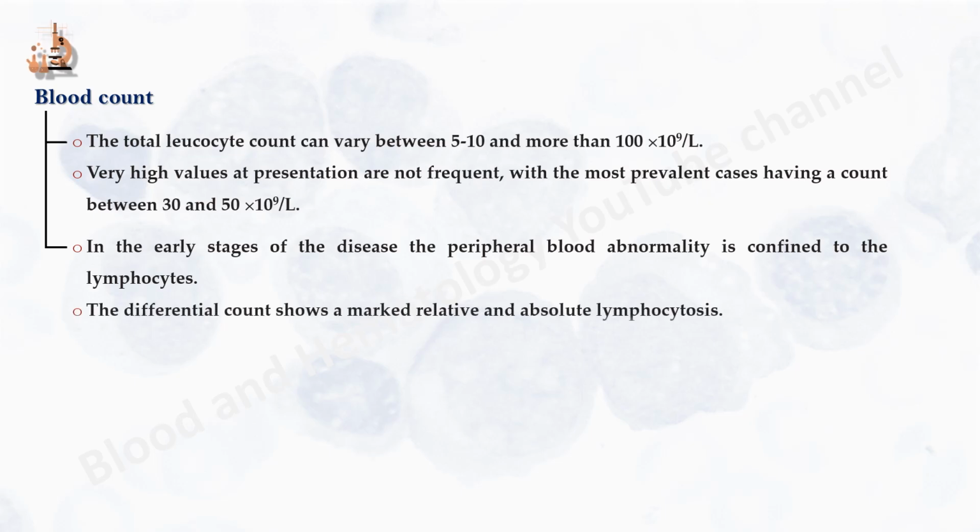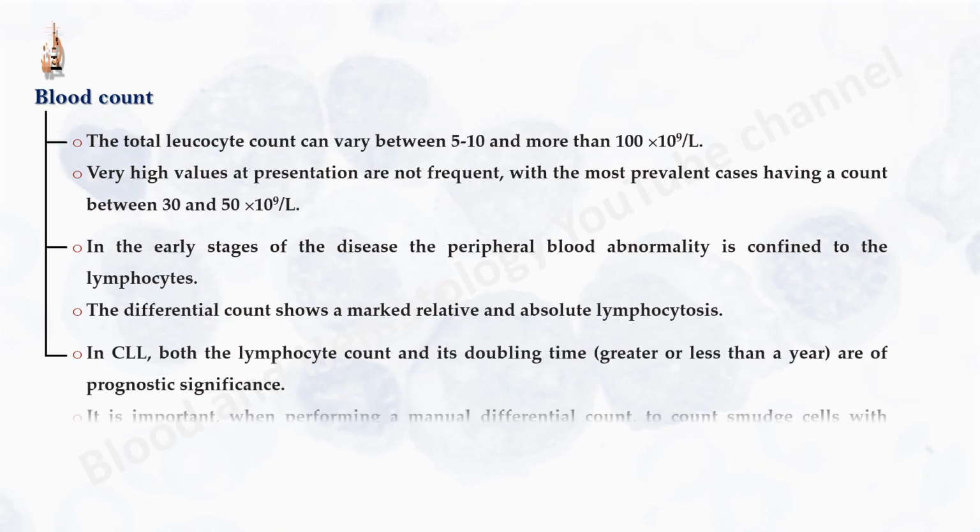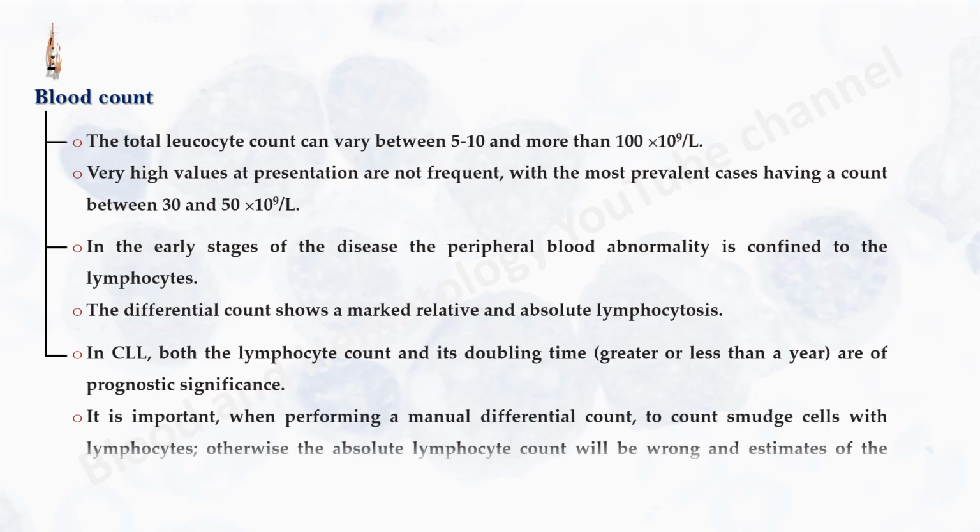The differential count shows a marked relative and absolute lymphocytosis. In CLL, both the lymphocyte count and its doubling time, greater or less than a year, are of prognostic significance. It is important, when performing a manual differential count, to count smudge cells with lymphocytes, otherwise the absolute lymphocyte count will be wrong and estimates of the doubling time will be inaccurate.